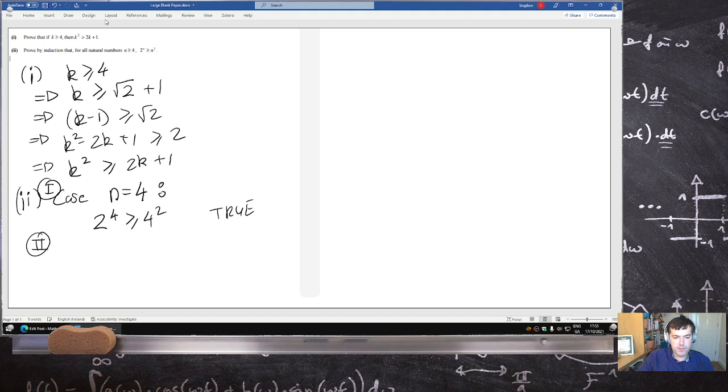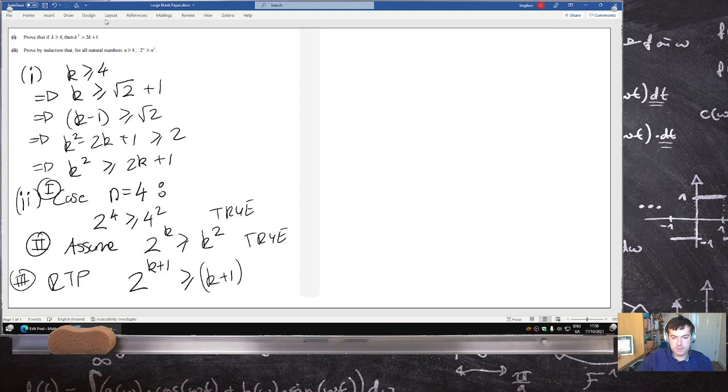Now part 2, assume case k is true. That is 2 power k is greater than or equal to k squared. Just assume that's true. And then part 3, we're required to prove 2 power k plus 1 is bigger than or equal to k plus 1 squared. So the trick with these is start with the 2. So from 2, you have 2 power k is bigger than or equal to k squared.